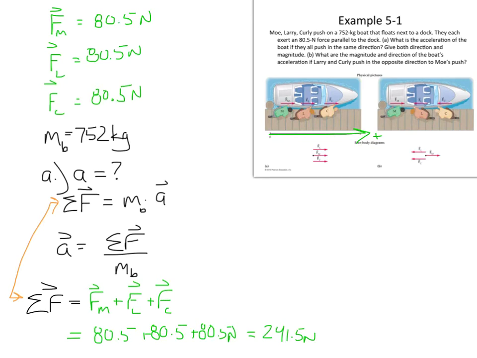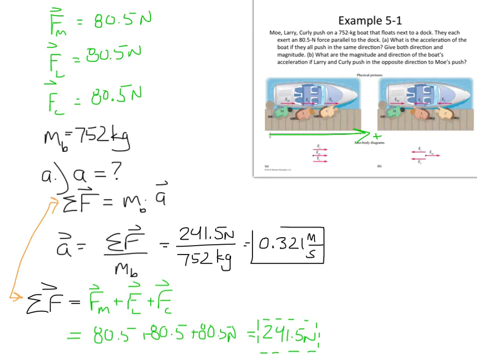So that means that's going to be this right here. In fact, let's dotted line box that. This is the net force that we use to solve for our acceleration. Solving for our acceleration, that's going to be net force, 241.5 newtons, all over the mass of the boat, 752 kilograms. So 241.5 divided by 752 is going to be 0.321 meters per second squared. That's going to be our acceleration of the boat.